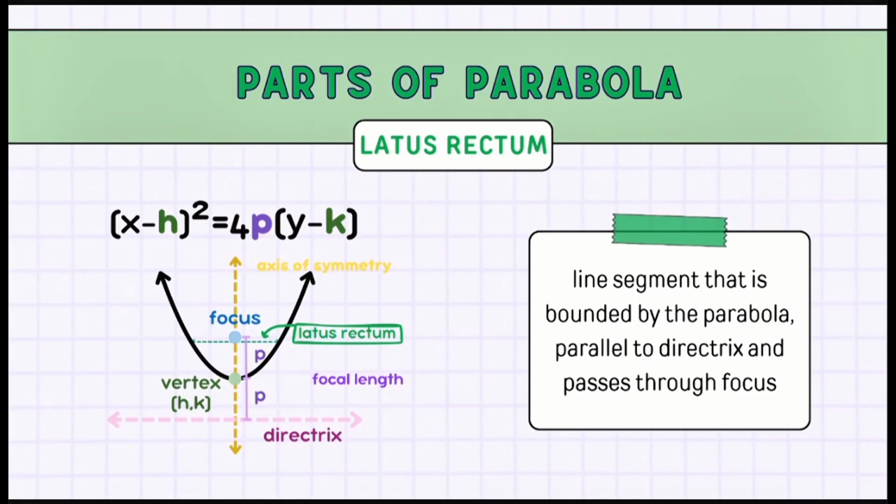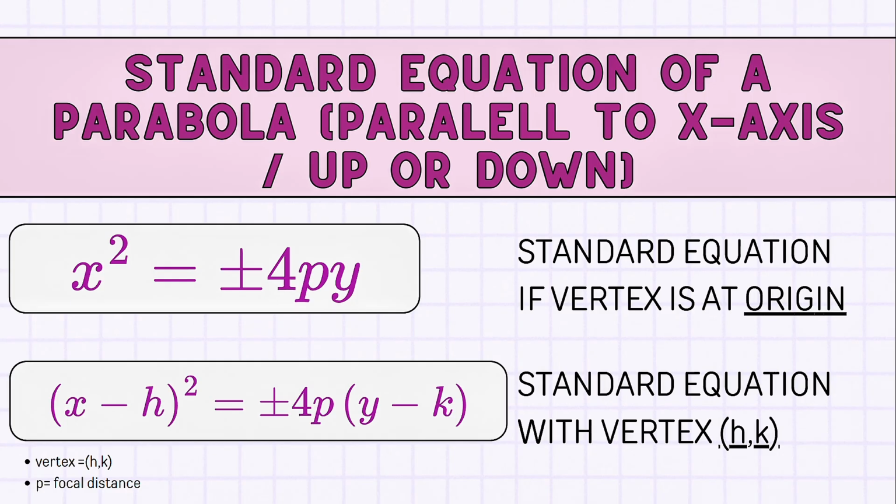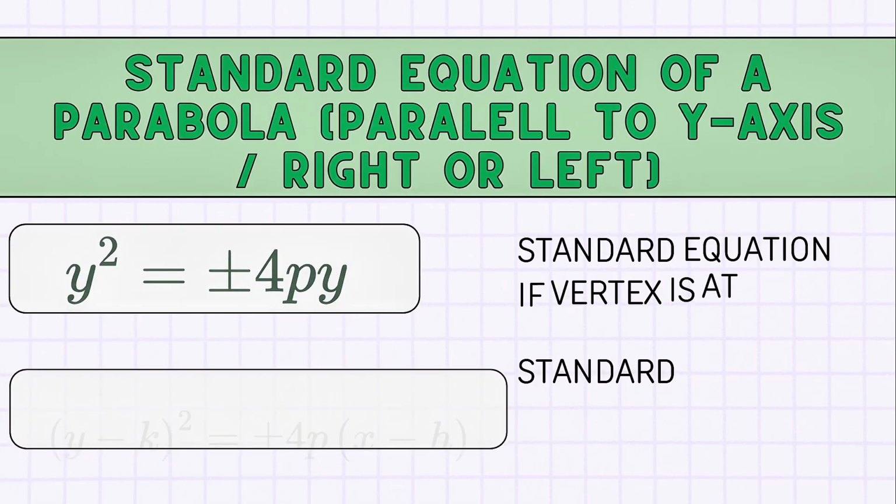Now let's head to the formulas. Standard equation of a parabola. The equation we see right now is parallel to the x-axis, which means our parabola opens up or down. This also means that our directrix will be on a horizontal axis. Remember, our vertex is the value of h and k, and p is the focal distance.